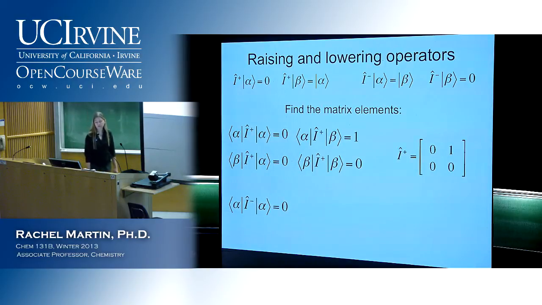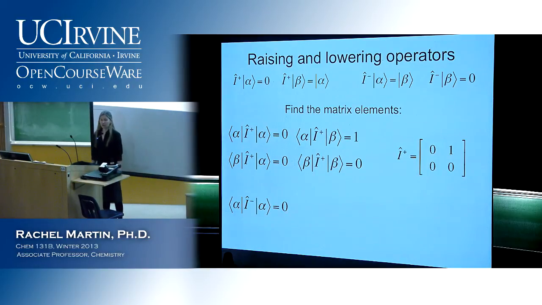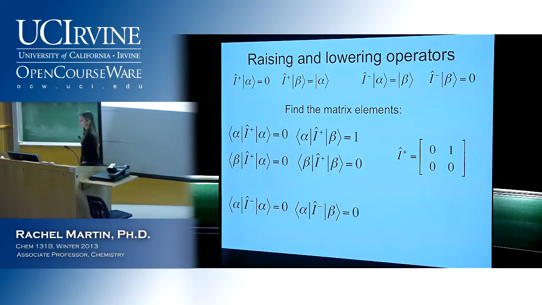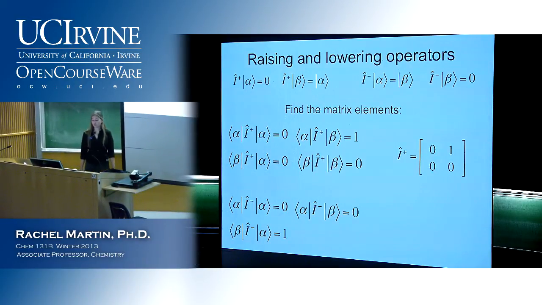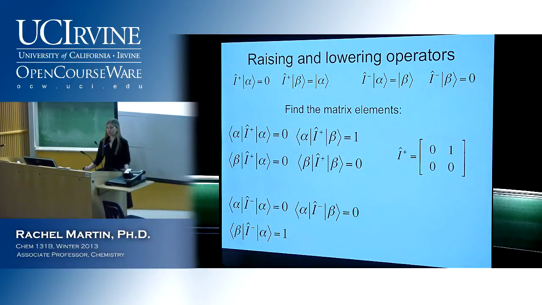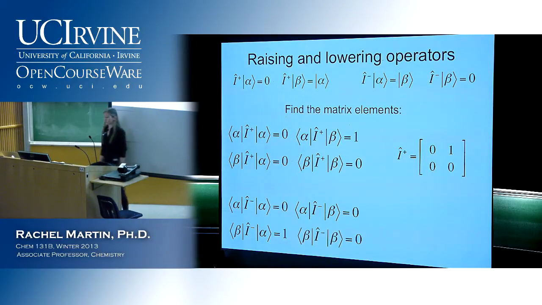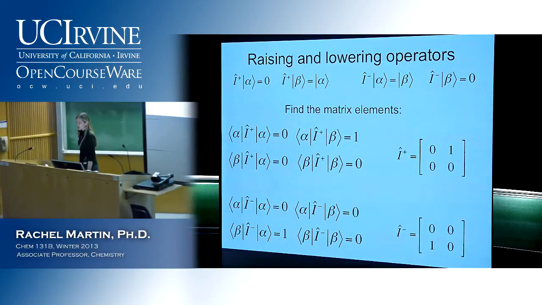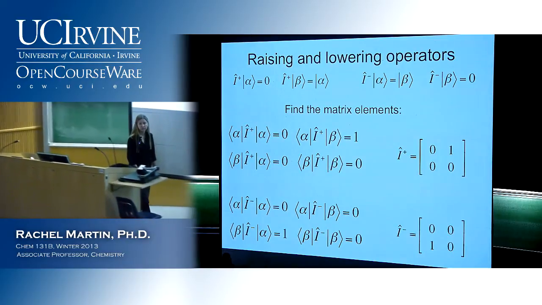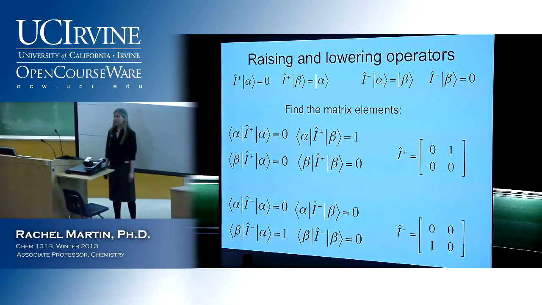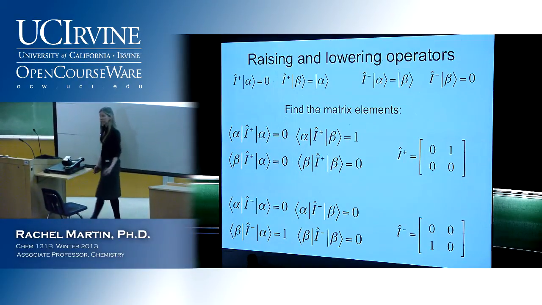And we can do the same thing for I minus. So we operate I minus on alpha. That gives us beta, but the integral of beta alpha is 0. I minus operated on beta is 0. I minus operated on alpha gives us a constant times beta, and then beta beta gives us 1. And so we get the matrix for I minus. So again, these are just convenient operators that we can work with in the Zeeman basis, and they give us a matrix representation that makes sense.